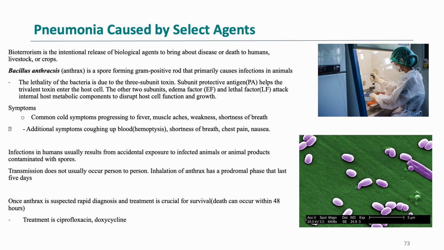But the transmission does not usually occur person to person. Inhalation of anthrax has a prodromal phase that can last up to 5 days. Once anthrax is suspected, rapid diagnosis and treatment is crucial for survival because death can occur within 48 hours. Ciprofloxacin and doxycycline are common antibiotics that can be used to treat exposure to anthrax.